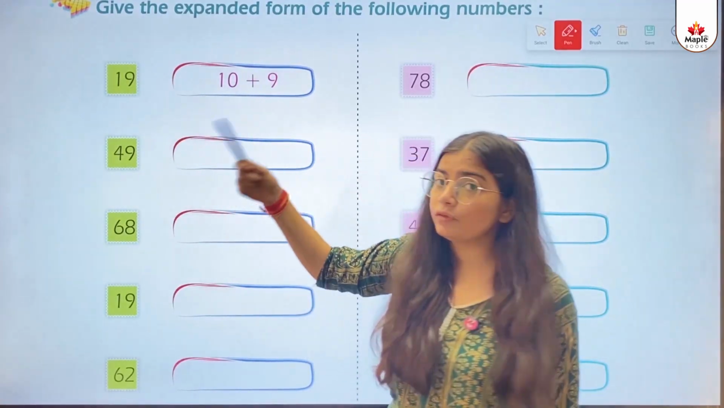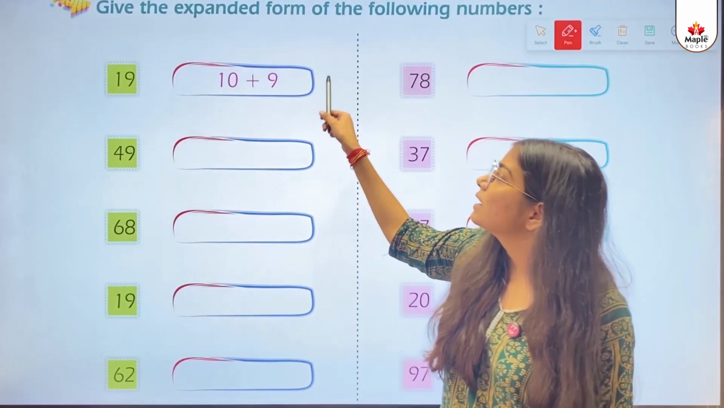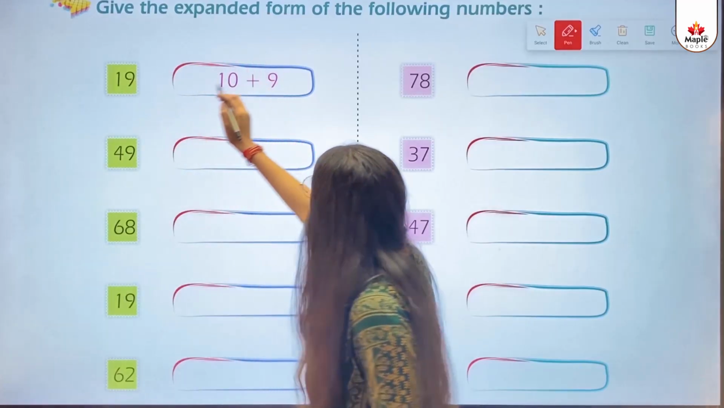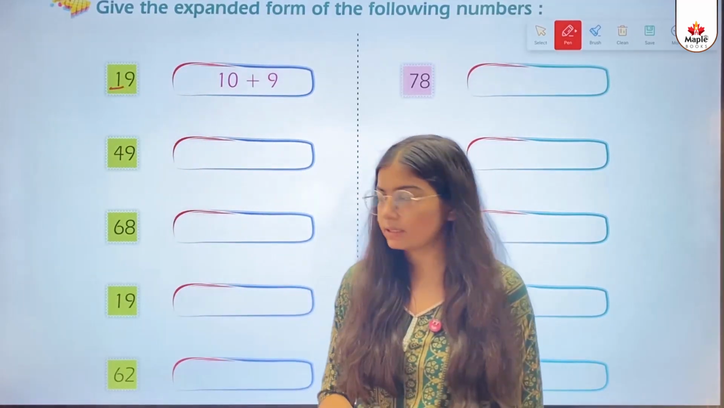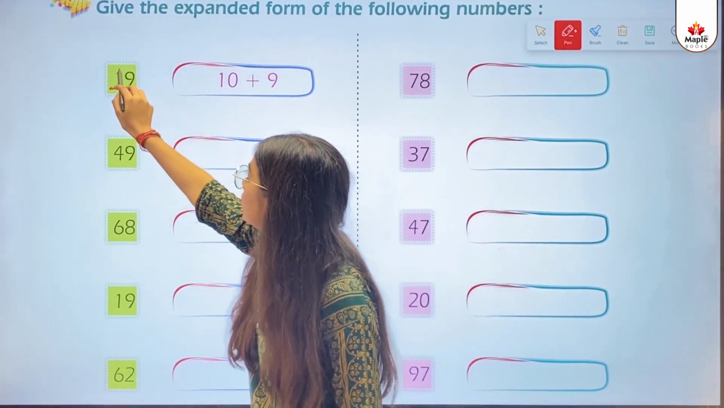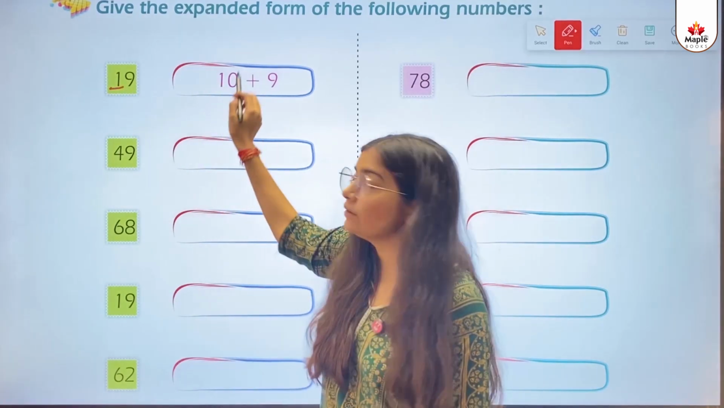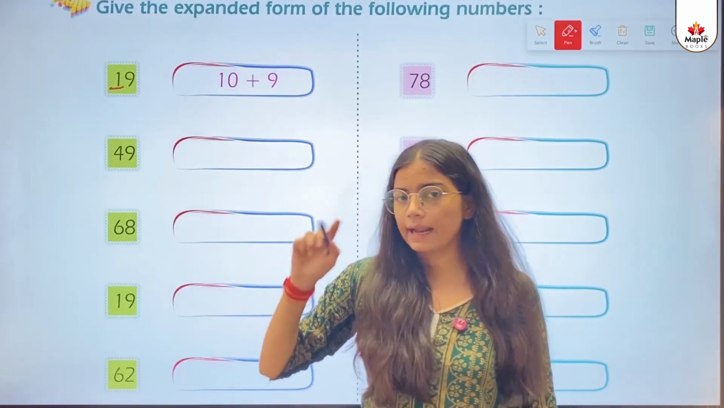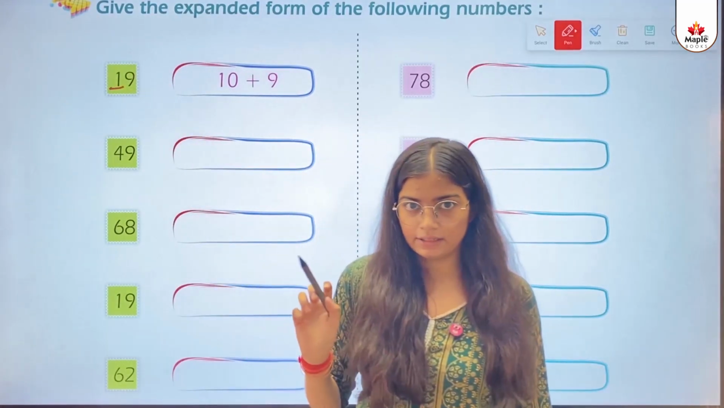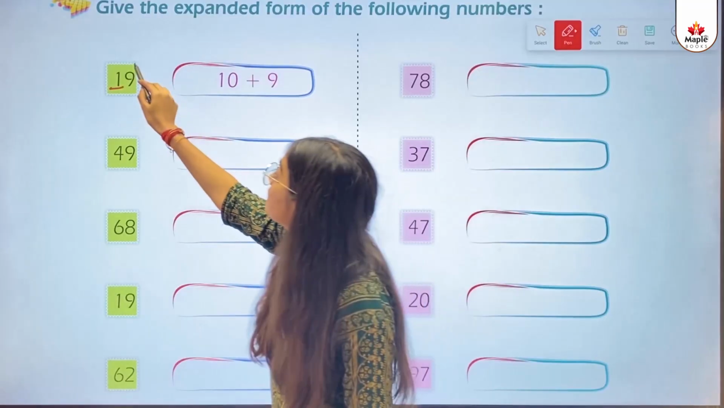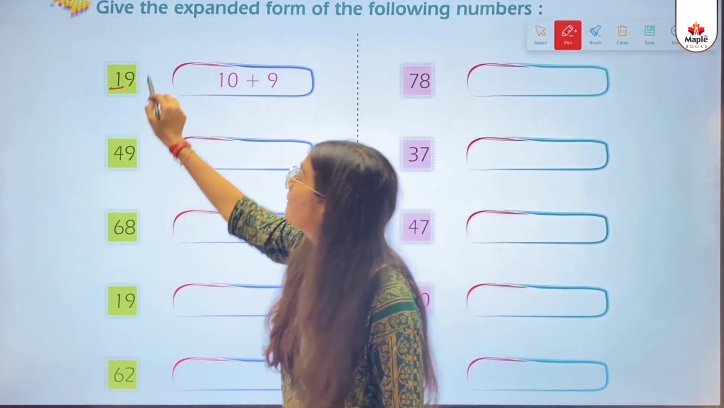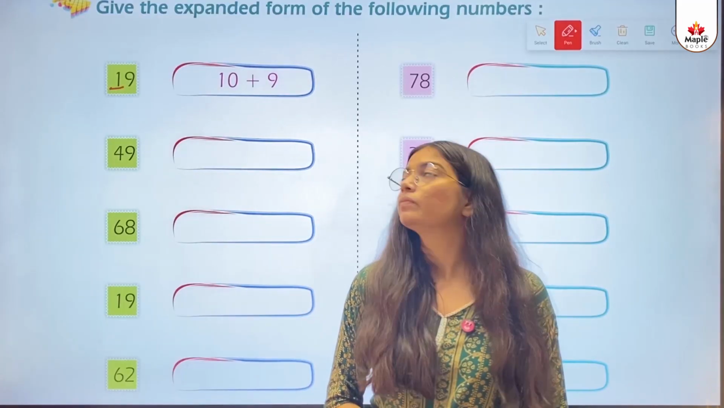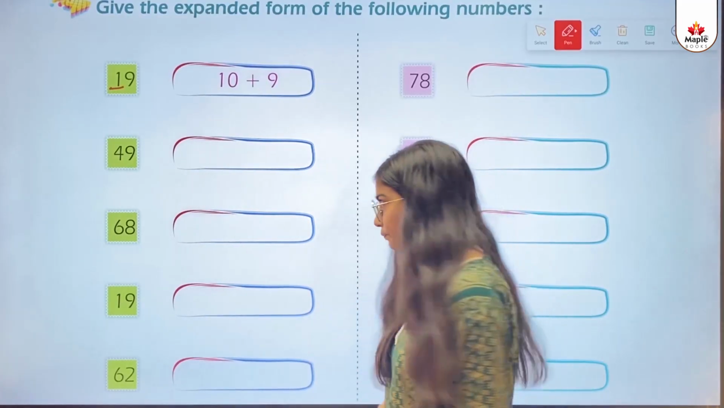19. So, how do we write this? 10 plus 9. As I already told you, this one is the tens place. So we first write this number 1, then we add a 0, then we add plus, then we write 9. What is written on the ones place? Not always 9. We will look at the number. Okay. Now I'll solve the questions for you and you can see.